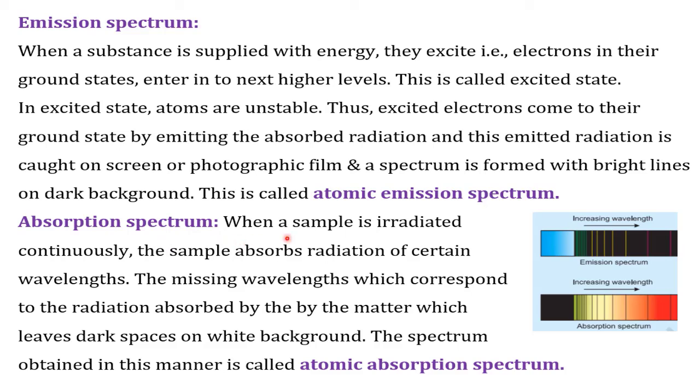Absorption spectrum. When a sample is irradiated continuously, the sample absorbs certain wavelengths. The missing wavelengths correspond to the radiation absorbed by the matter, which leaves dark spaces on a white background. The spectrum obtained in this manner is called the atomic absorption spectrum. Here, dark spaces are observed on a bright background.